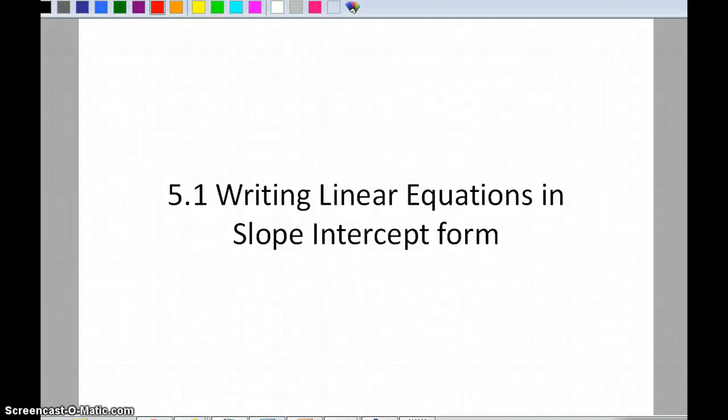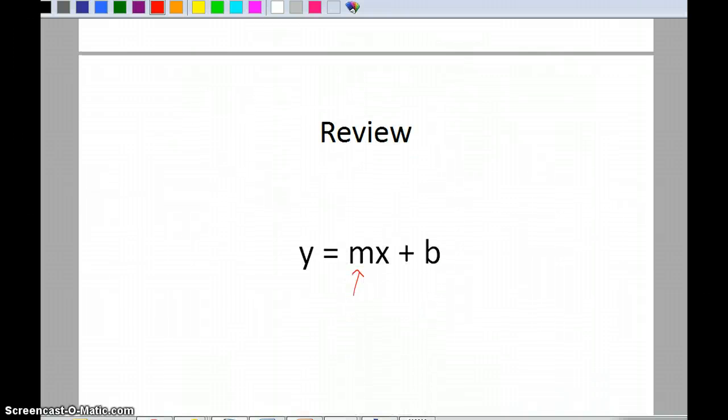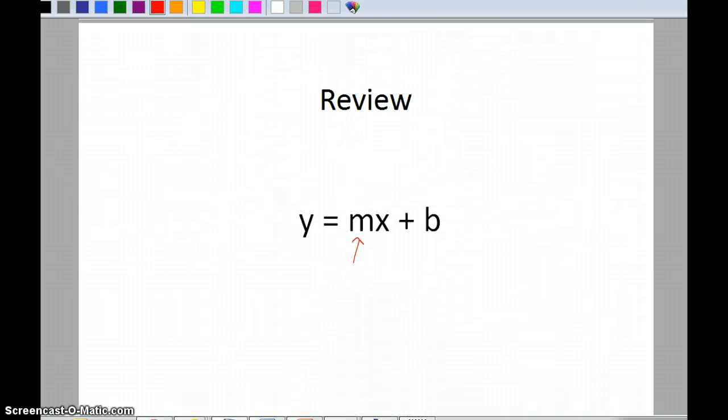Okay, this is section 5.1, writing linear equations in slope-intercept form, and we're also going to do a little bit of 5.2 toward the end. So the first thing we have to do is remind ourselves what slope-intercept form is. And slope-intercept form is y equals mx plus b, where m, remember, represents the slope.